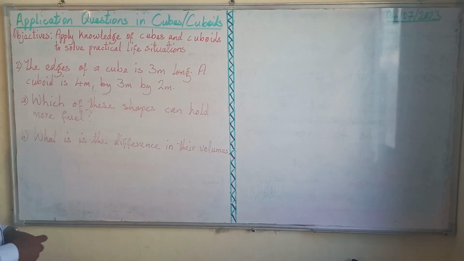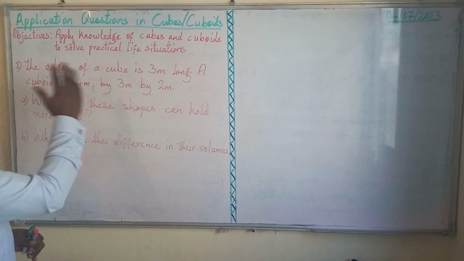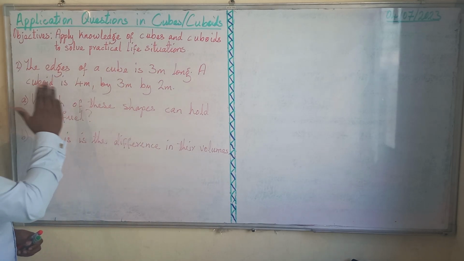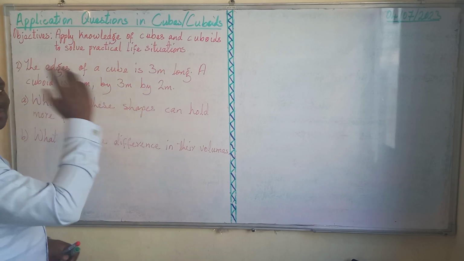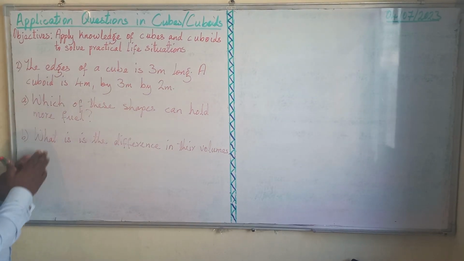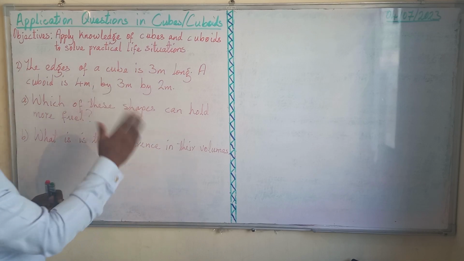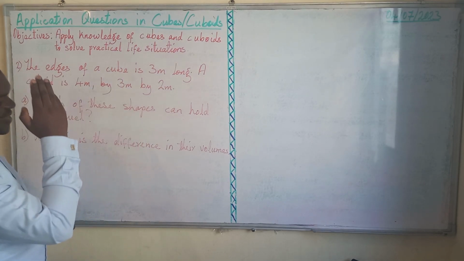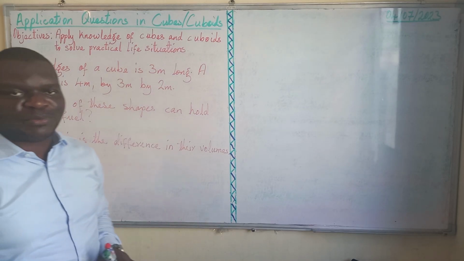Let's move on to our second example for the day. Our second example reads: the edges of a cube are 3 meters long and a cuboid is 4 meters by 3 meters by 2 meters. A, which of these shapes can hold more fuel? And B, what is the difference in their volumes?